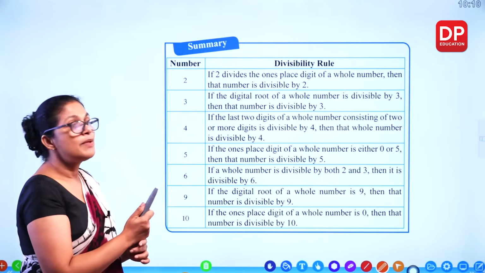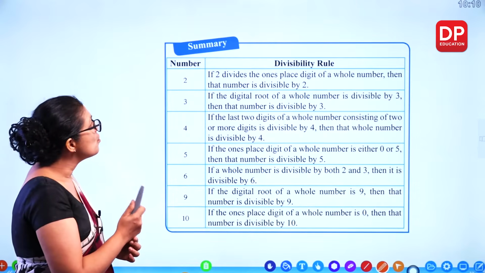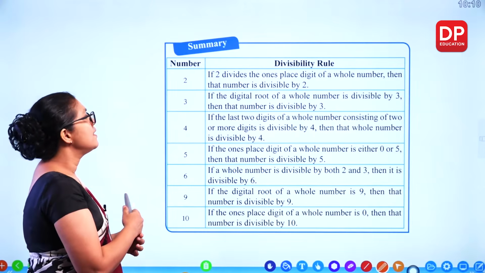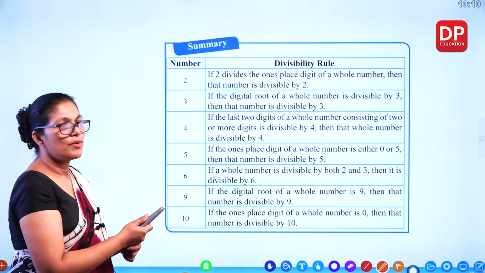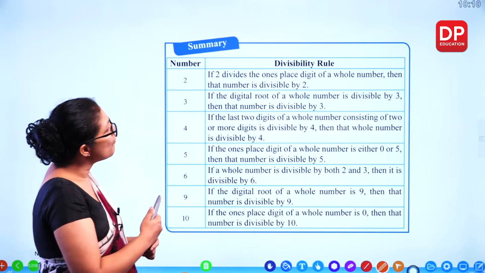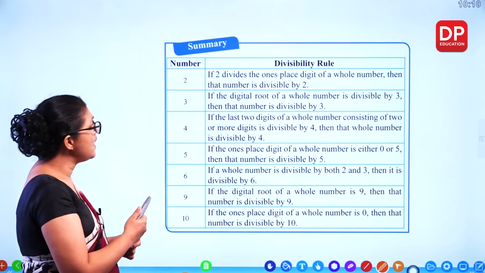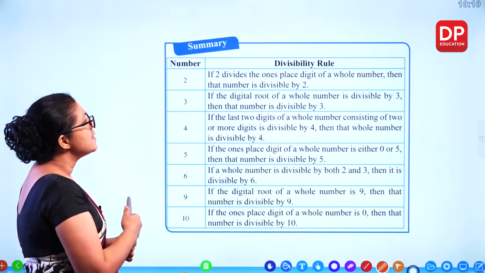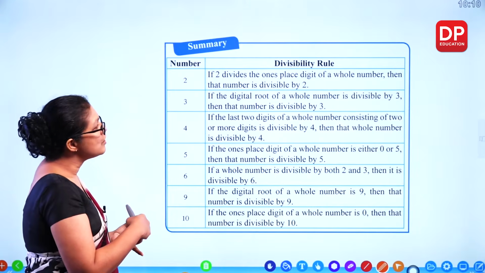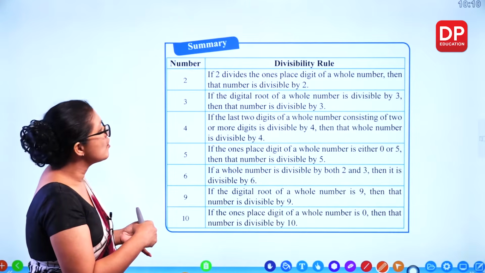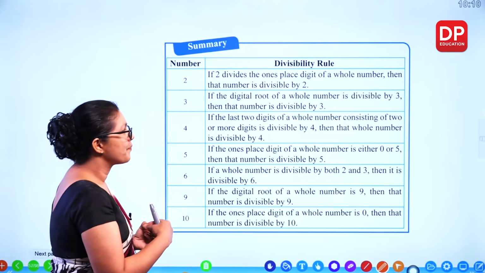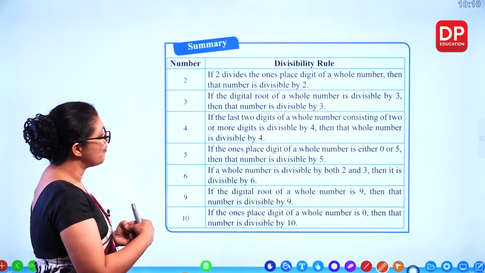So what's the divisibility rule? If 2 divides the ones place digit of a whole number, then that number is divisible by 2. Basically, that means an even number. If the digital root of a whole number is divisible by 3, then the number is divisible by 3. So 369. If the last two digits of a whole number consisting of 2 or more digits is divisible by 4, then the whole number is divisible by 4.